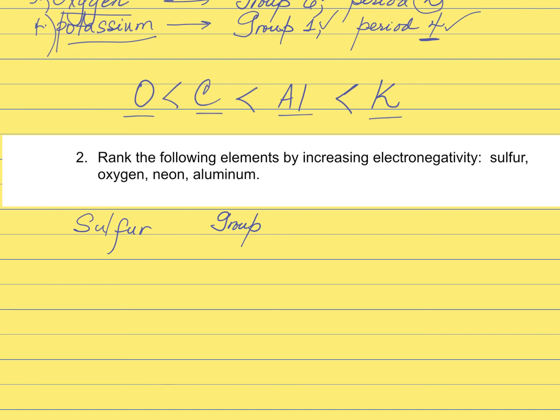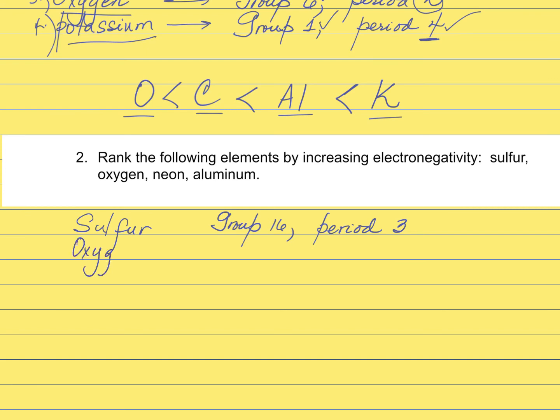Sulfur is in group 16, period 3. I have a periodic table in front of me. That's why I'm doing this so fast. But let's say that I don't have a periodic table and I have the atomic number. I will write the electron configuration and I will find the position.